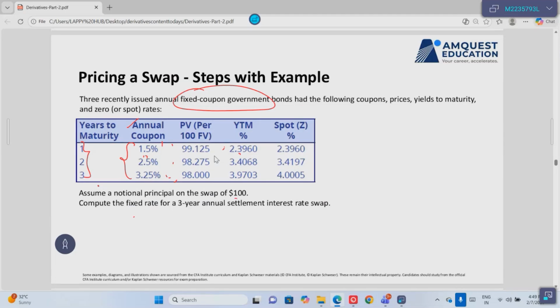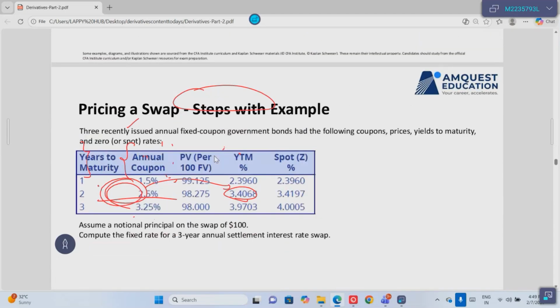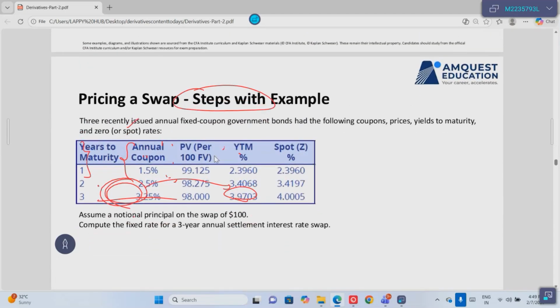And they also say notional principal, assume it to be 100. Normally you don't assume it, but it's saying assume it to be 100. And you always have to have a notional principal when you do any swap sum. You have to have a notional principal, no choice. Clear? So let's try to attempt the sum using steps.